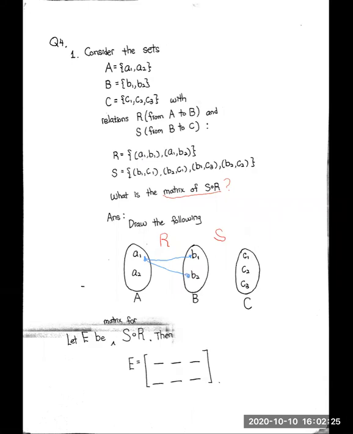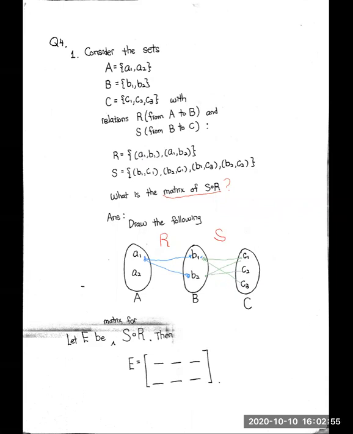Then we have B1, C1. Maybe I change the other color. Maybe switch to green. B1 C1, B2 C1, B1 C3, and then B2 C2.